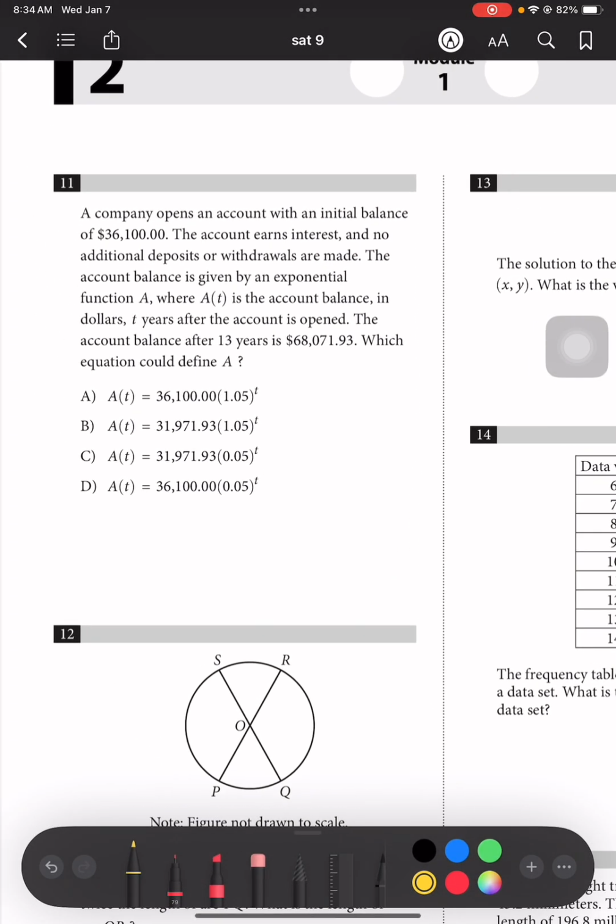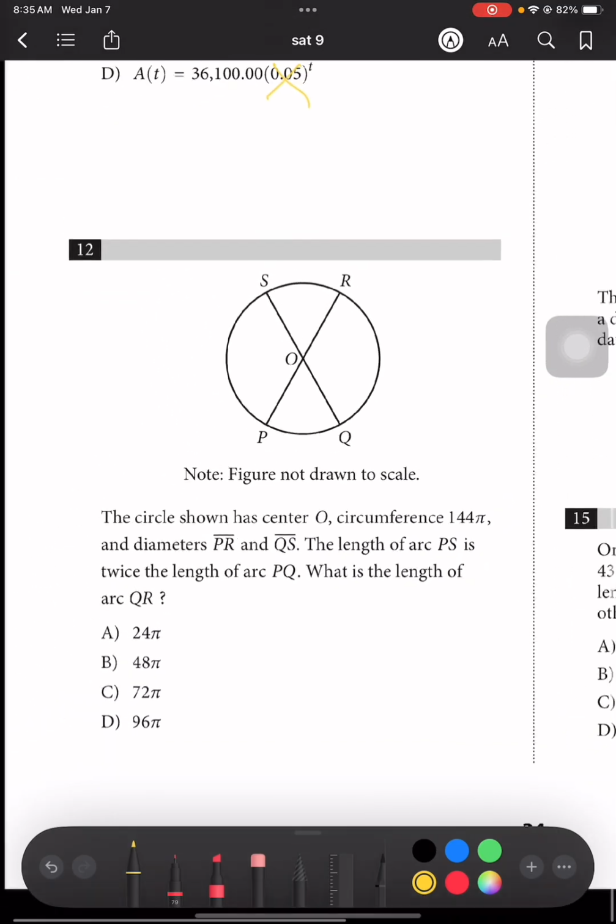The company opens an account with an initial balance of 36. The account earns interest and no deposits. The account balance at 13 years is this. What equation could define A? Well, the account's growing, so the factor should be greater than 1. So this is wrong. That's wrong. And your starting value is 36, which is right. So that's pretty much eliminating.